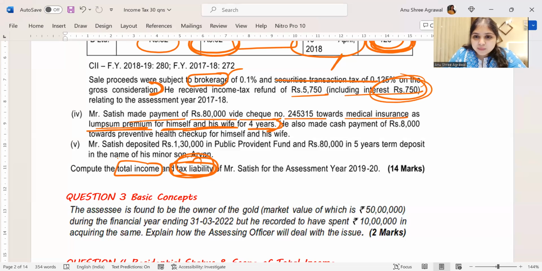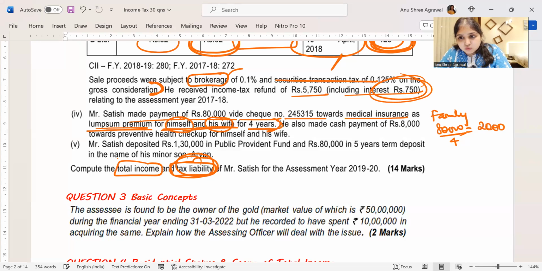Now tell me, he is paying for himself and his wife. So which category? Family category or parents category? This is going to go under the family category. Now this is lump sum premium for 4 years, so 80,000 divided by 4. Per year, how much deduction will you get? Per year, 20,000 deduction you will get. Here they said 4 years, so I divided by 4 years.